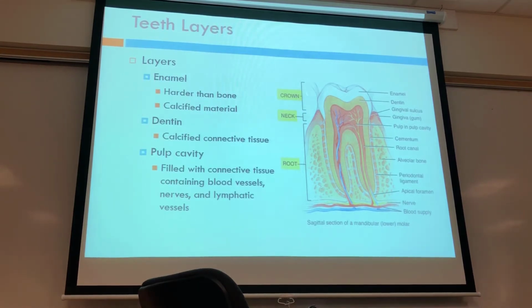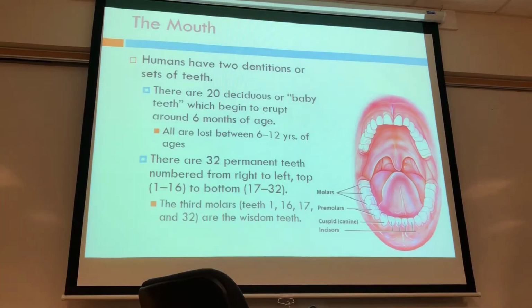You'll see the crown of the tooth, which is the top layer that's above the gum line. You'll see the neck, and then the root, which is going to be the root tips. In the mouth, we have 32 adult teeth, 20 baby teeth.